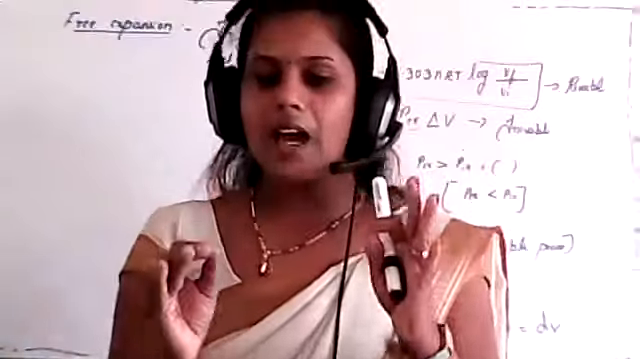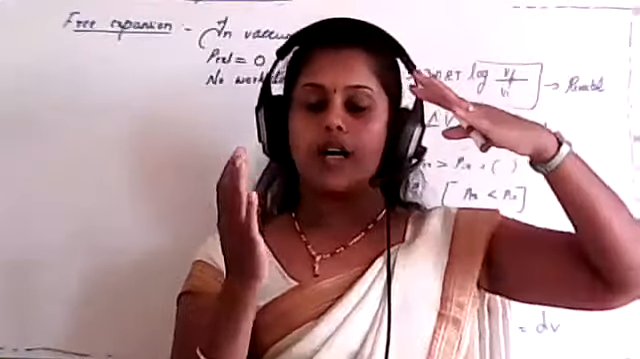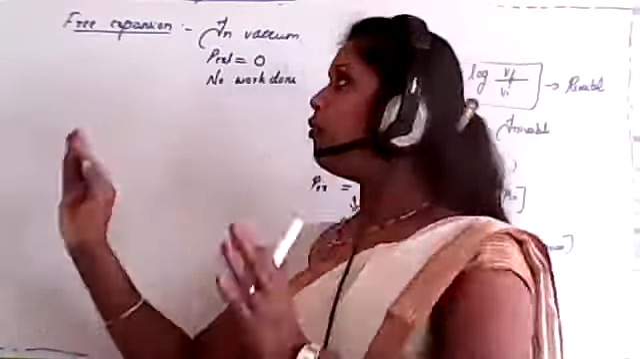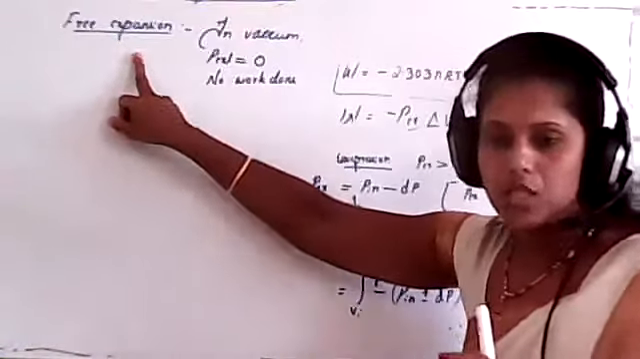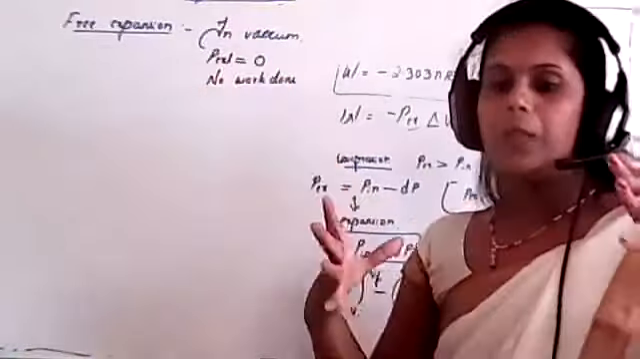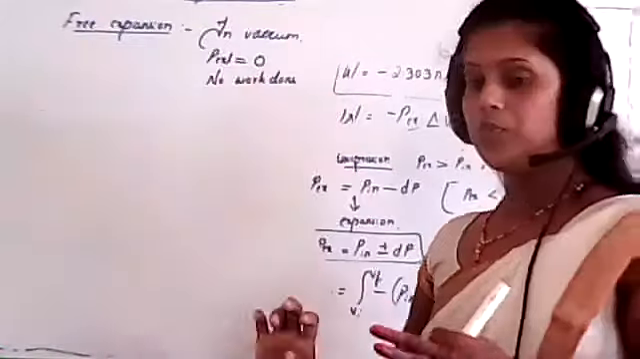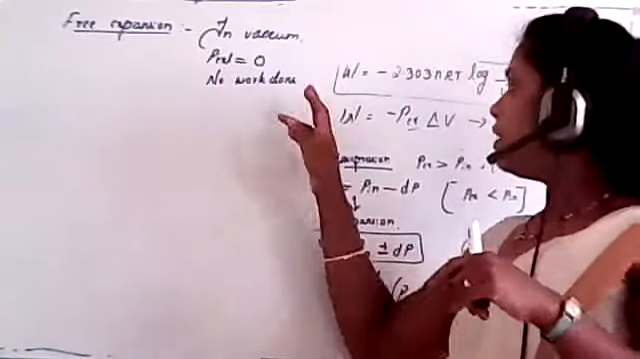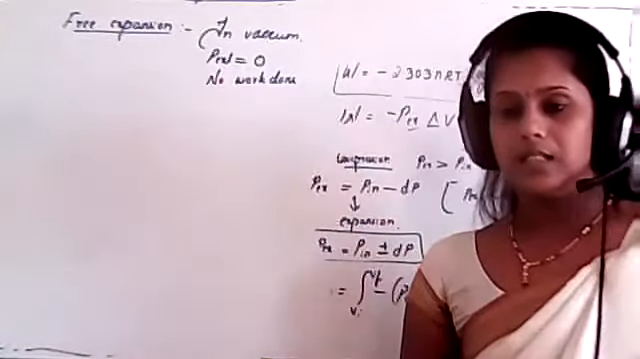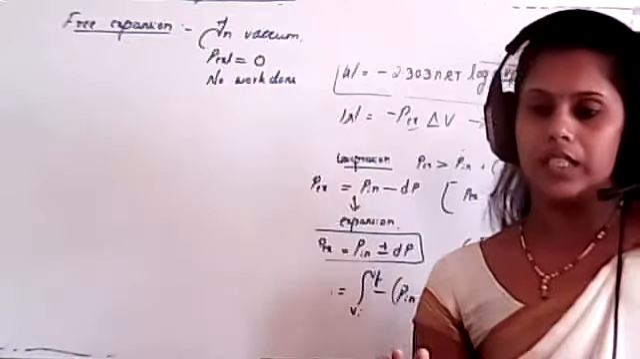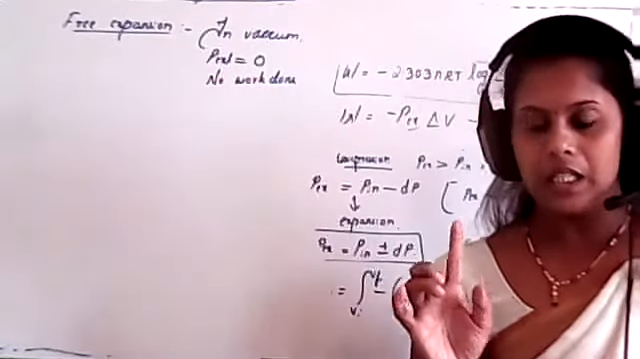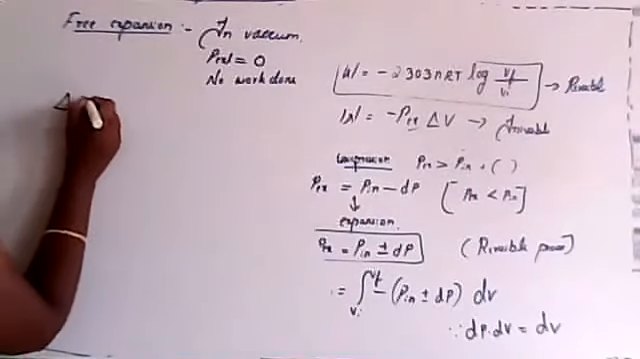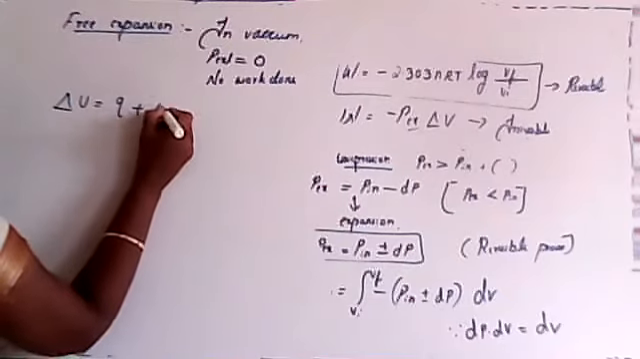Whether the reaction is exothermic or endothermic, whatever the condition, whenever you are considering free expansion, it is expansion of a gas in a vacuum where external pressure is almost zero. Clear? Then no work is done over the system. Now I jump to the first law, that is delta U is equal to Q plus W.